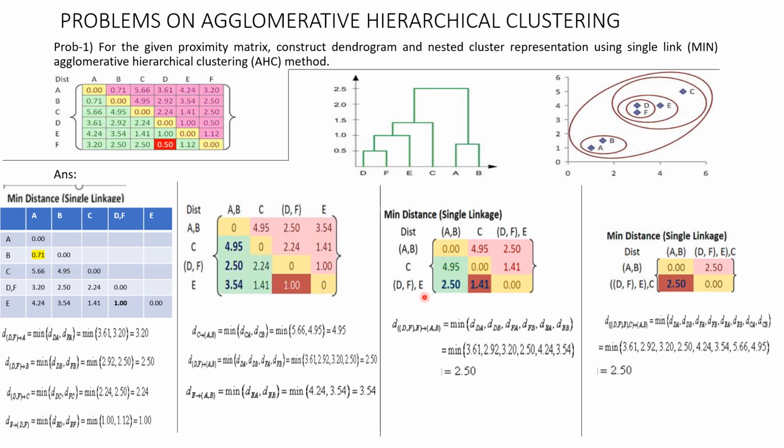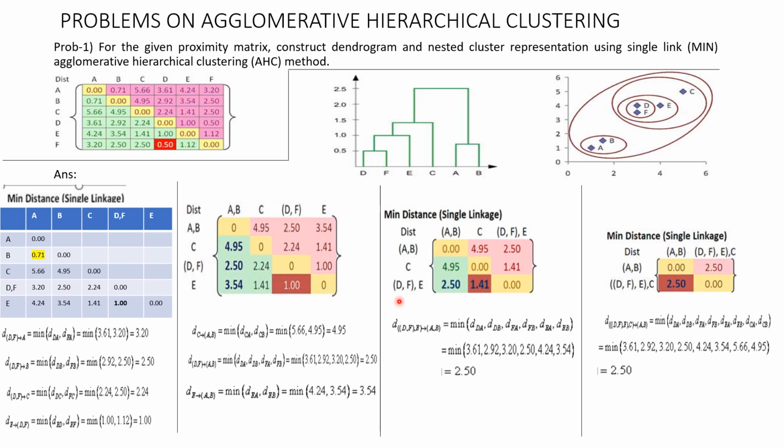Now again what do you do? You write the remaining points A comma B, C. Now you calculate the distance from D comma F comma E to A comma B. How will you calculate? Please see here. This is the line where it is calculating the distance from D comma F comma E to A comma B. Again I am repeating here. How will you calculate the distance of D comma F comma E to A comma B?